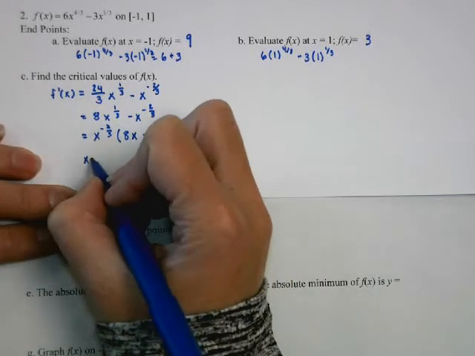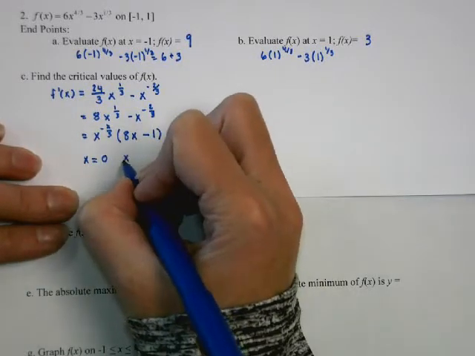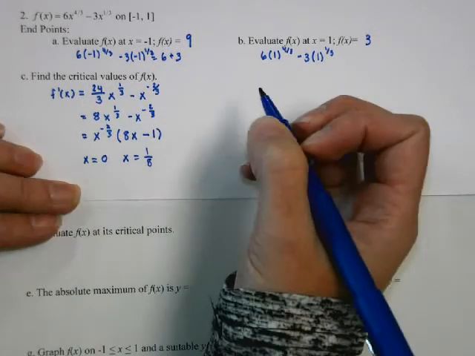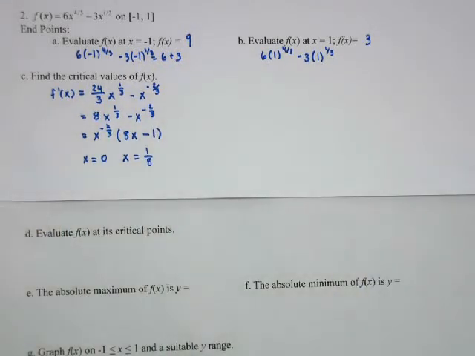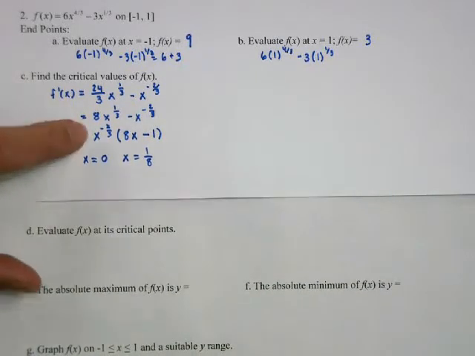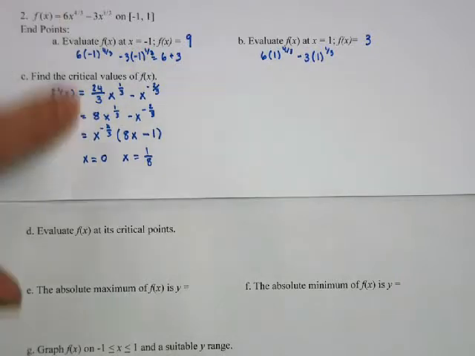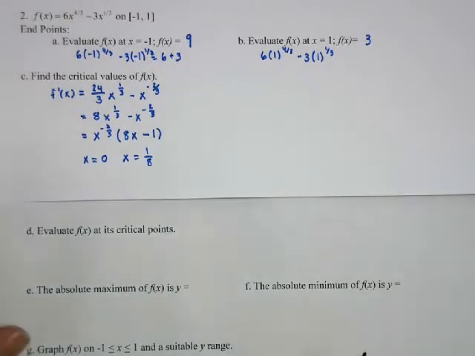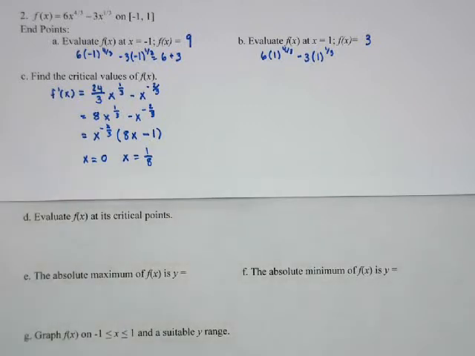So my critical values are going to be 0 and 1/8. Both of those are in our range. And at 0, the derivative is undefined, but the function is defined at 0. So this still counts as a critical point. Now we're going to evaluate at the critical points.